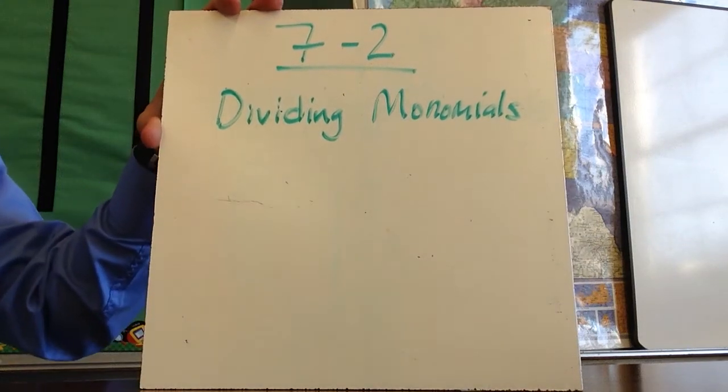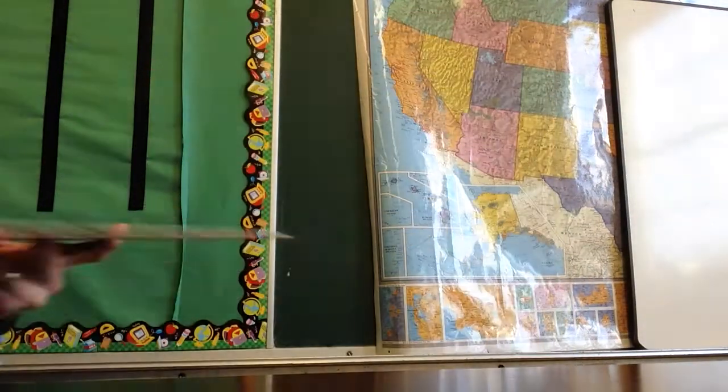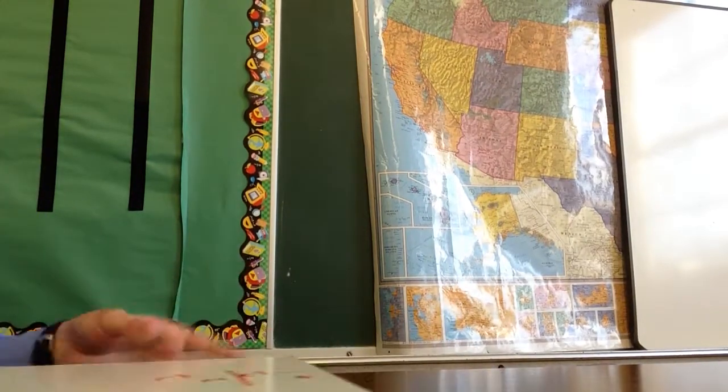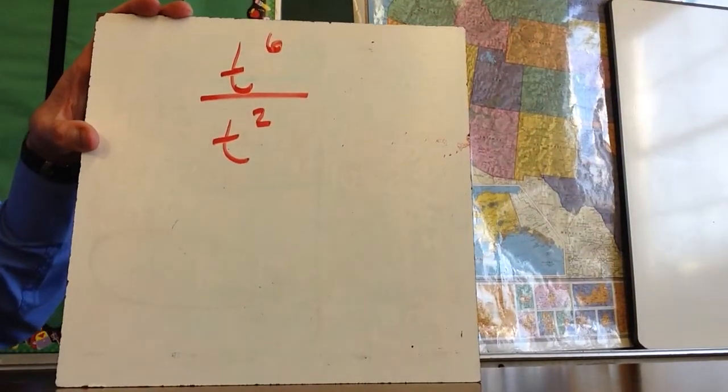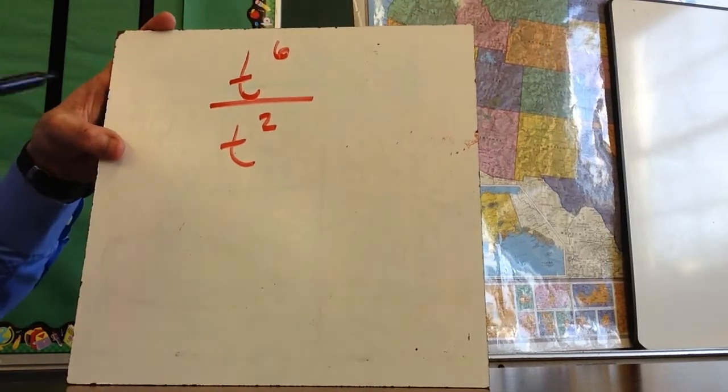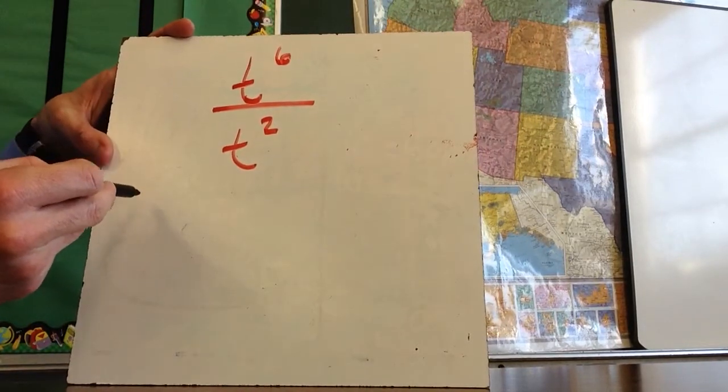This video will discuss chapter 7.2, dividing monomials. Similar to multiplying monomials, there is a shortcut, but let's first make sure that we understand the long way. So this is t to the sixth divided by t squared.